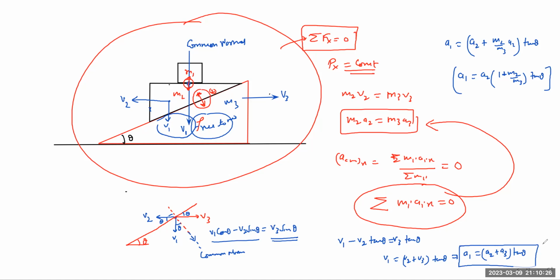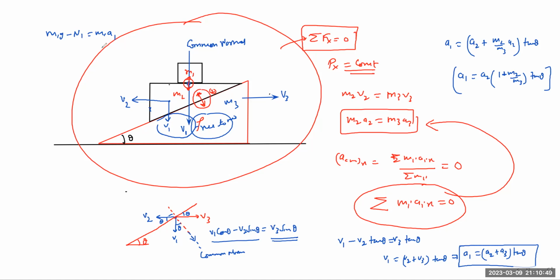We know the laws of motion. Yes or no? Yes, sir. And what are the laws of motion? For M1, you have to draw the FBD of M1. It will be M1 g minus N, let's call it N1, equals M1 A1. That's correct.